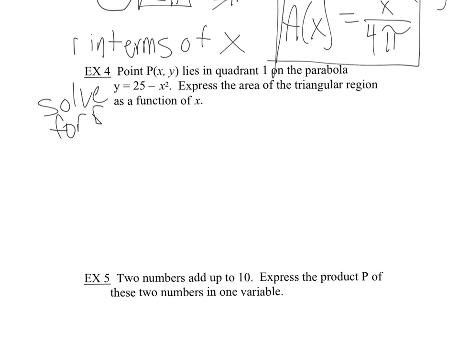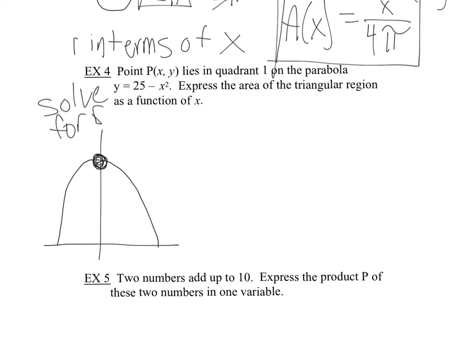Okay, example 4. Similar to what we had with the point relative to root x, but perhaps a little different, as we're expressing the area of the triangular region as a function of x. So what does that mean? First off, if we draw our diagram here, 25 minus x squared is going to be a parabola. It looks something like this.